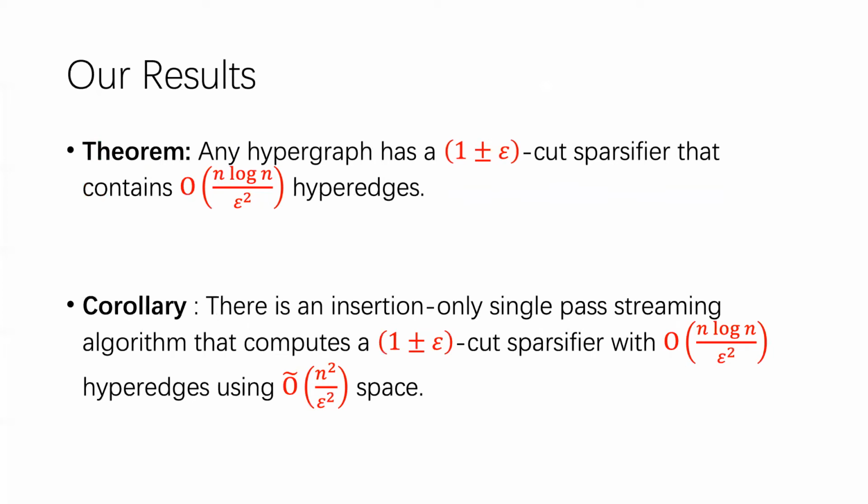In this work, we prove that any hypergraph has an epsilon cut sparsifier that contains order n log n hyperedges, which matches the bound for normal graphs within a log factor. This result also implies an insertion-only single-pass streaming algorithm that computes an epsilon cut sparsifier with n log n hyperedges using order n squared bits of space. Note that a hyperedge may require order n bits to store, since there might be exponentially many hyperedges in a hypergraph.